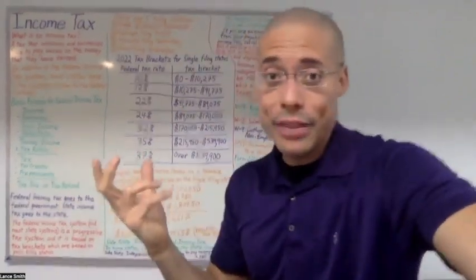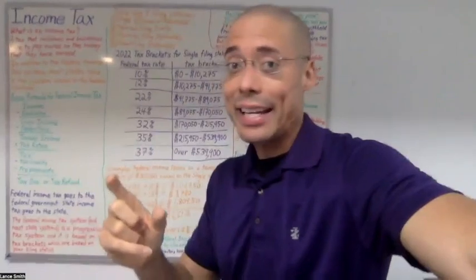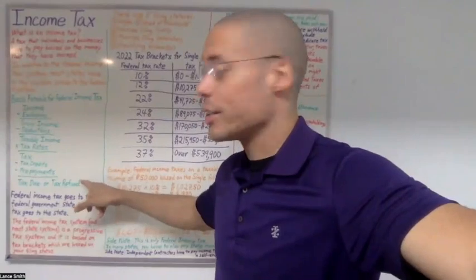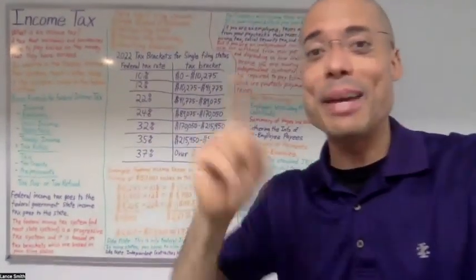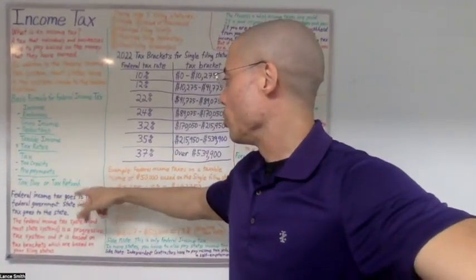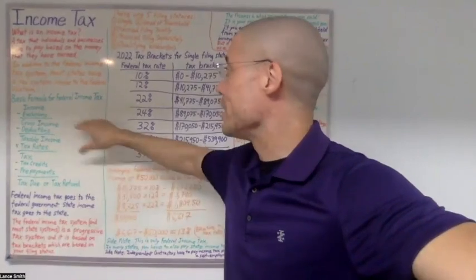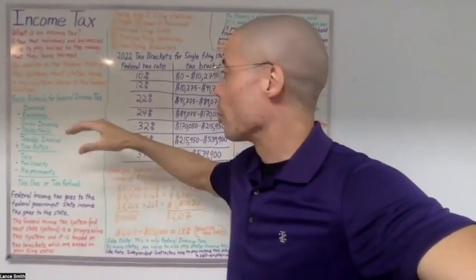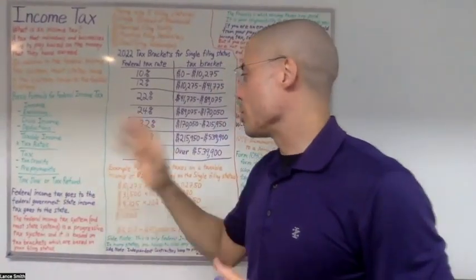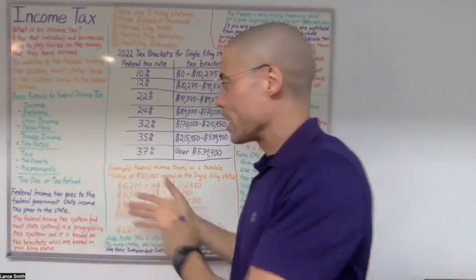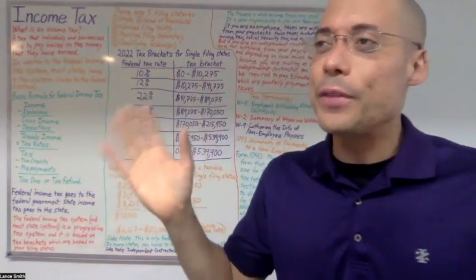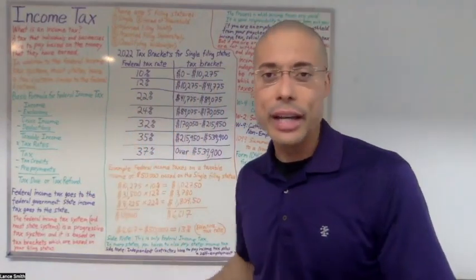And if you get a positive number, that means that's the tax that you still owe. If you get a negative number, that means that is your tax refund, so the IRS owes you money. So this is the basic formula for federal income tax. Now, federal income tax goes to the federal government, and state income tax goes to the state. And as I mentioned before, there's only a few states that don't have any state income tax.